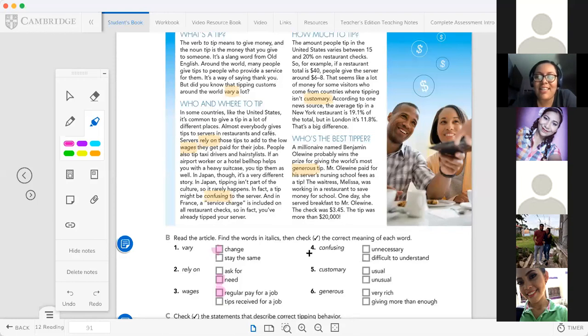Number 4, confusing. And this is very easy, right? Confusing would be difficult to understand. Exactly. That's confusing, okay? And then customary. Usual, very good, usual. Generous. Very rich or giving more than enough? What do you think? Giving more than enough. When you give something extra, it's because you are generous, all right? Okay, guys, very good. So that's it.